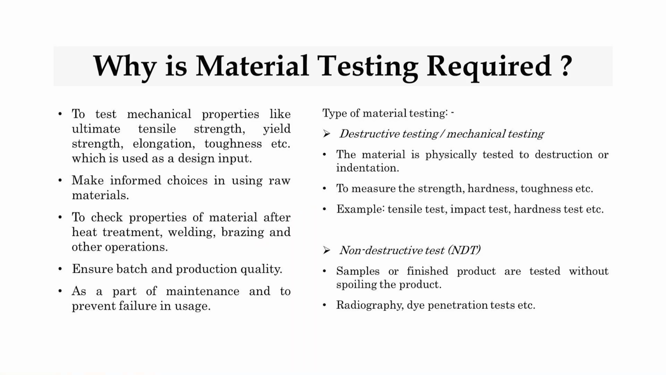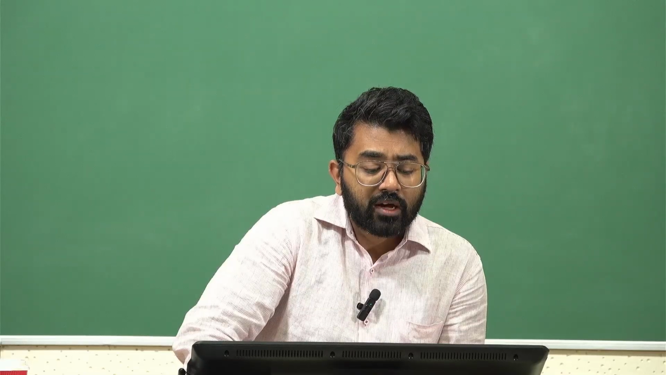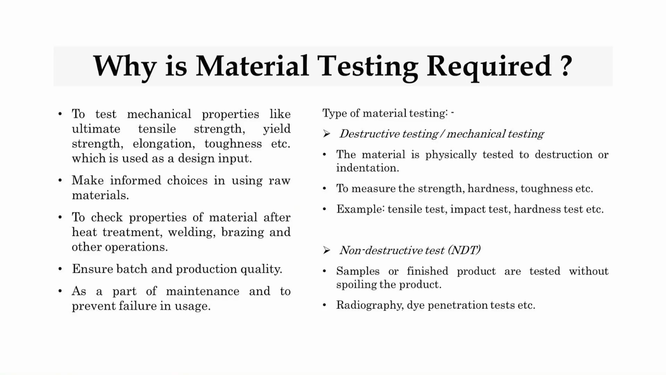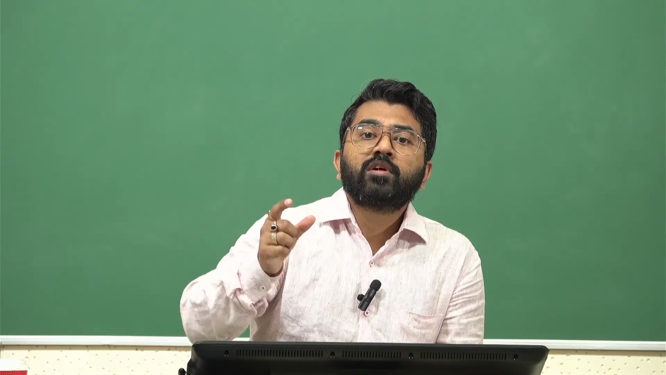So also with the knowledge of material testing, you will be able to make informed choices in using several raw materials, like whether I would like to use hydrogels for mimicking the skin tissue, or whether I would use silicone or some other materials, right? To check the properties of a material after heat treatment, welding, brazing and other operations, this doesn't apply for the majority of soft tissues. This is for the majority of the hard materials, right? Ensure batch and production quality. So this is when I'm making soft tissue mimics, it's nice to see whether the first mimic of the skin is the same as the second mimic and things like that, right?